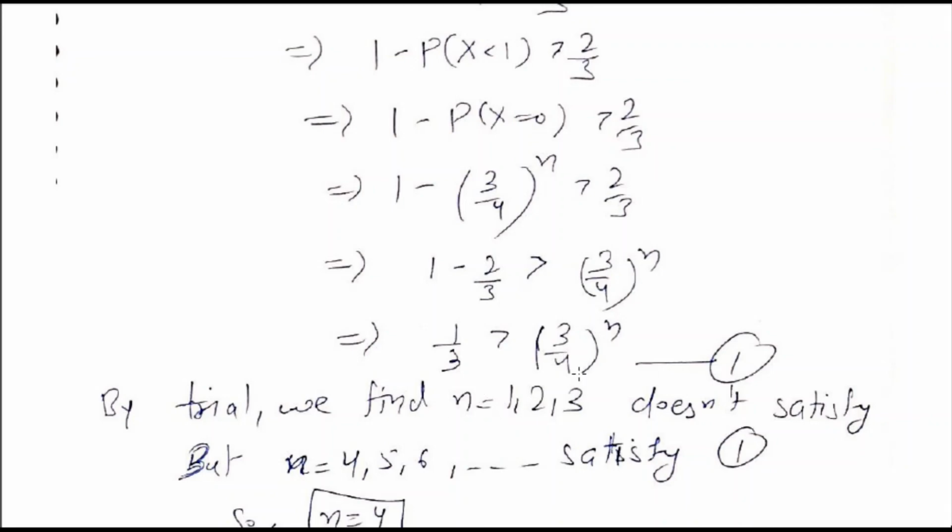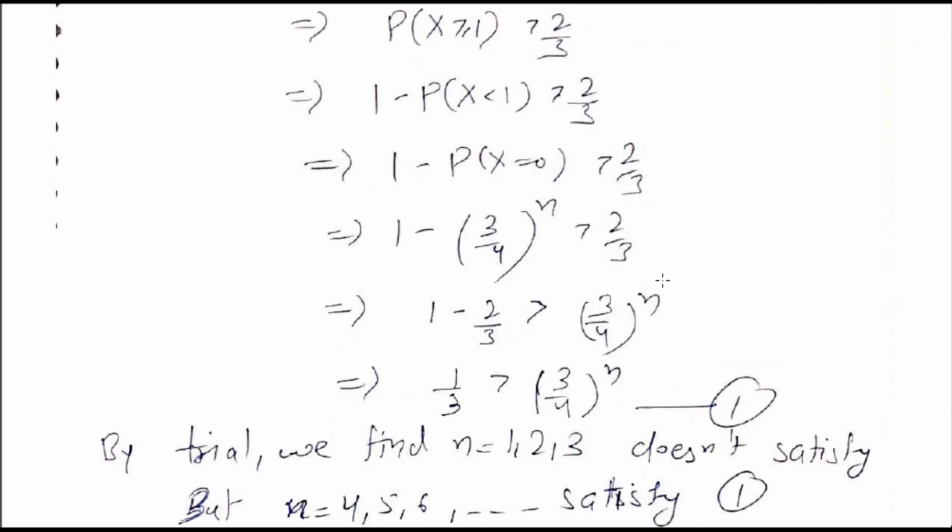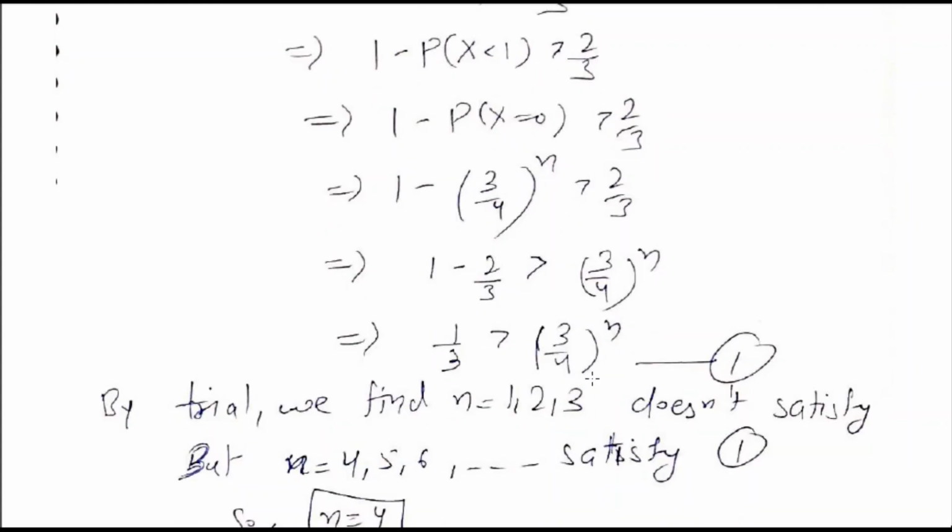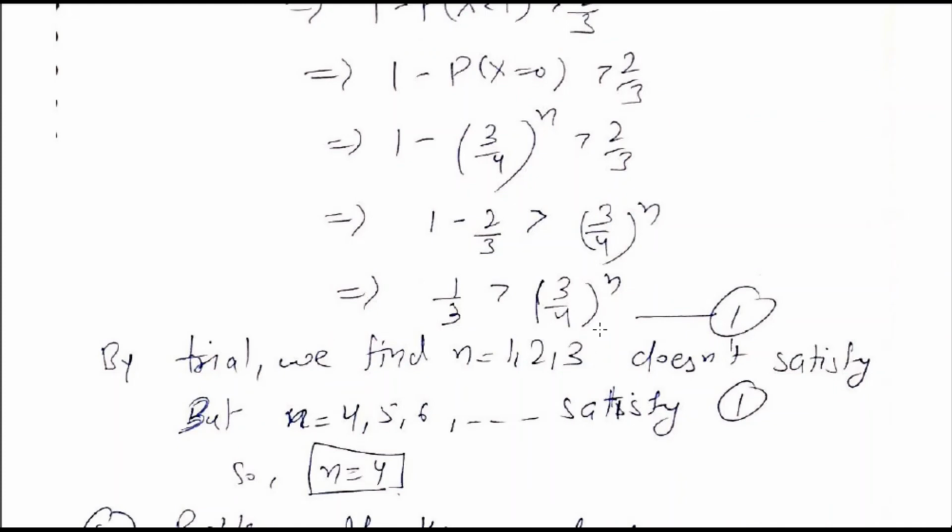You can see if n is equal to 1, then 1 by 3 can't be greater than 3 by 4. Similarly, 1 by 3 can't be greater than (3 by 4) squared, or (3 by 4) cubed. But if I take n equal to 4, 5, 6 and so on, then this inequality is satisfied. You can check 1 by 3 is greater than (3 by 4) raised to power 4, (3 by 4) raised to power 5, and so on. We want to find the least value of n which satisfies this equation. So here the least value of n is equal to 4.